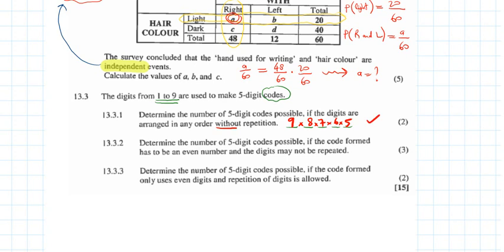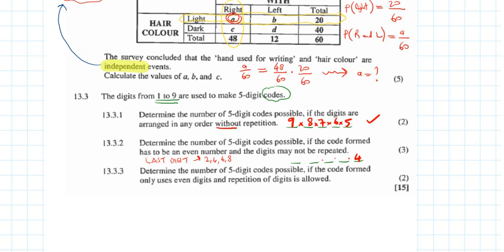Now, determine the 5-digit codes possible if the code formed is to be an even number and the digits may not be repeated. So now, when it is the even number condition, it depends. We need to focus on the 5 chair method again, but this time we must focus on the last digit first. To be an even number, the last digit must be, it can be 0, there is no 0, so we have to choose it from 2, 4, 6 or 8. So how many options do we have for the last digit? 4 options. So that's where we start.